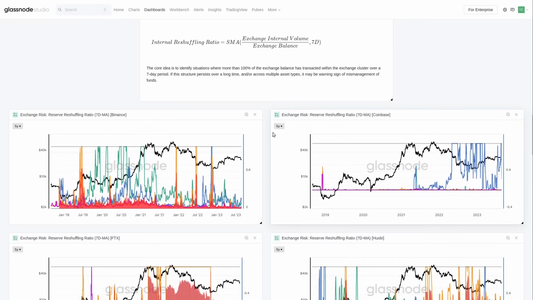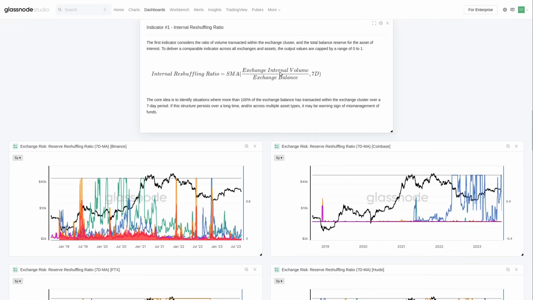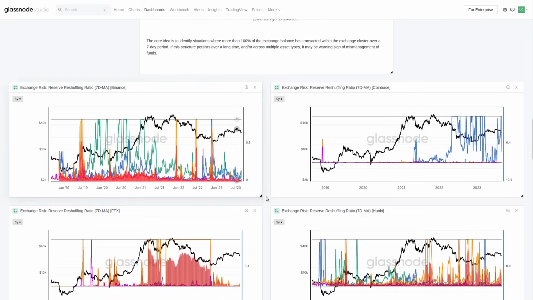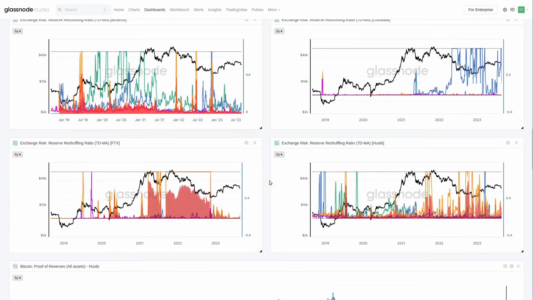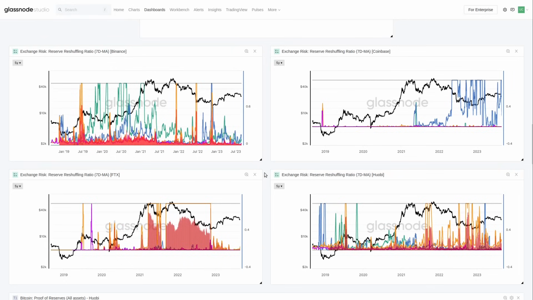So what this is going to tell us, if we get a high value that's close to 1, all of these are capped between 0 and 1. In the case of Binance here, we get these spikes of orange, spikes of green. This means that 100% of the Bitcoin balance has turned over in the last 7 days. Likewise, here we're getting lots of churn over of Tether. If we get a low value, it basically means that a very small percentage is turning over.